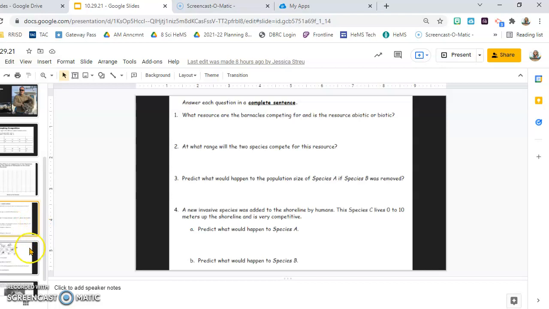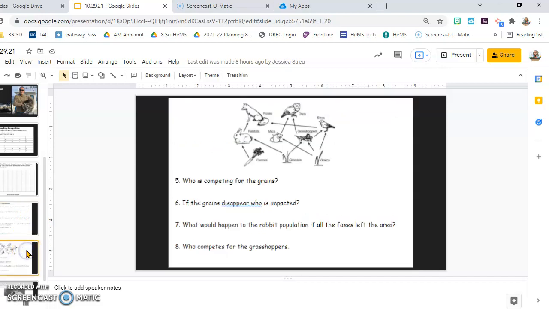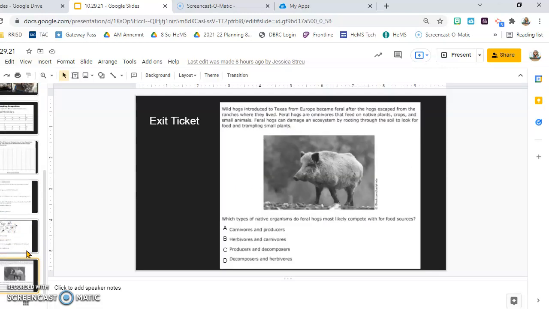We're going to finish the questions that are here on this slide and this slide. This sheet is available in Schoology for you. And then our exit ticket is about a wild hog. You can read through this. So the question really is, what type of native organisms do feral hogs most likely compete with? As you look at this, they dig soil, so you can answer this question as you leave today. And if you weren't here, don't worry about it, but look at this and think about the answer.